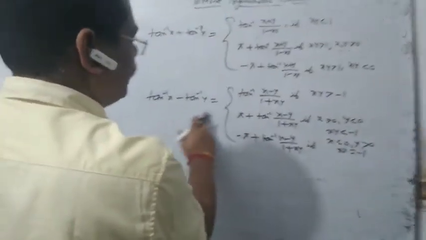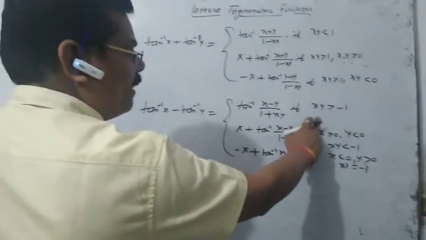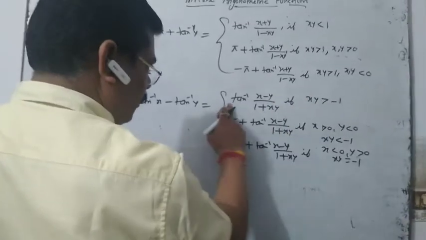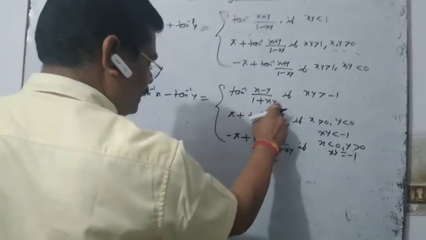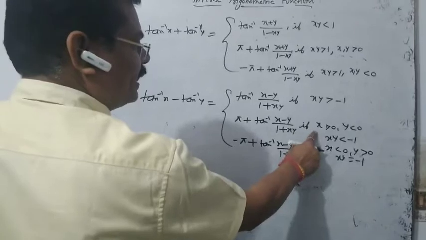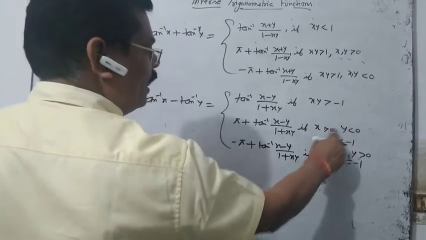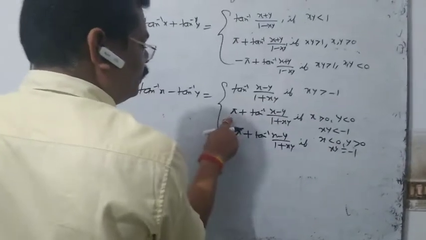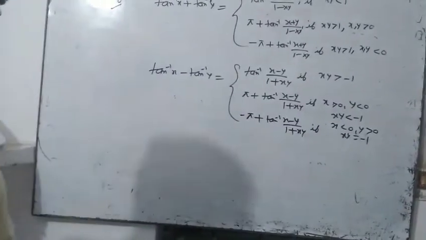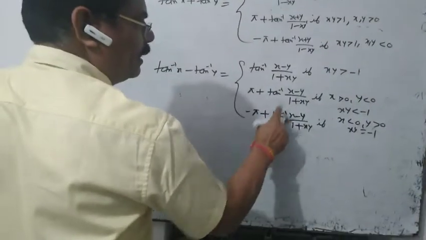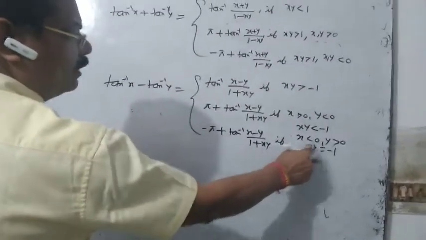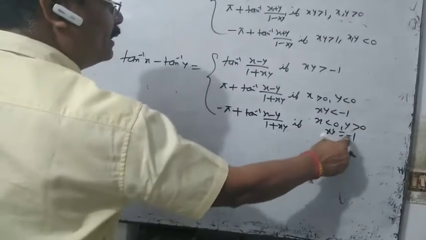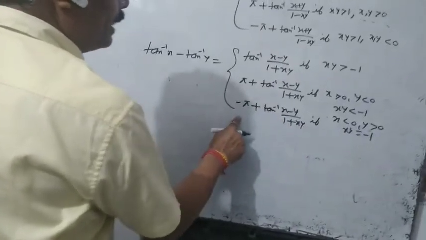Then for tan inverse x minus tan inverse y, if xy is greater than minus 1, use the formula tan inverse of (x minus y) upon (1 plus xy). If x is greater than 0 but y is less than 0 and the product xy is less than minus 1, then you can use the formula pi plus tan inverse of (x minus y) upon (1 plus xy). And if x is less than 0, y is greater than 0, but xy is less than minus 1, then use the formula minus pi plus tan inverse of (x minus y) upon (1 plus xy).